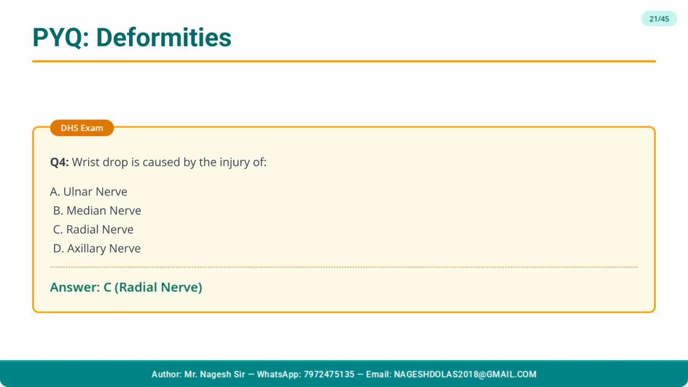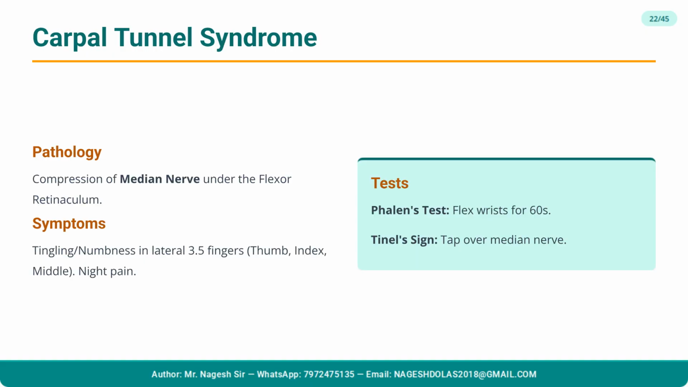The answer is C, the radial nerve. Carpal tunnel syndrome involves compression of the median nerve at the wrist. Symptoms include tingling in the lateral 3.5 fingers.